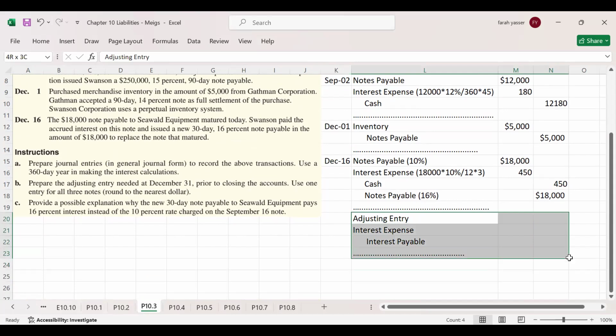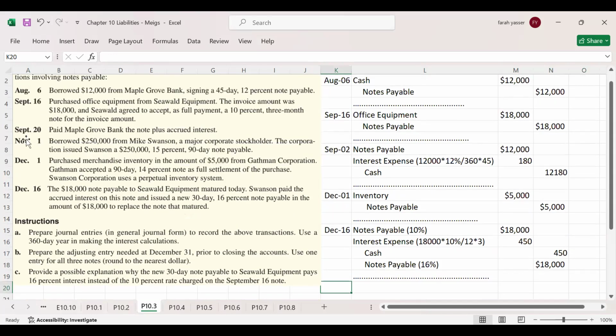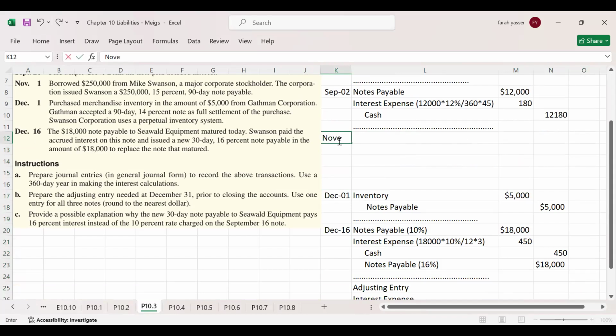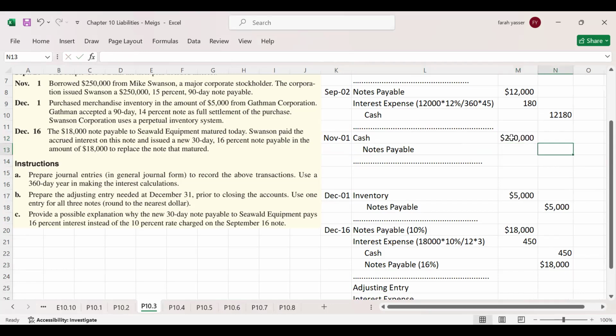In the end, we have missed one entry, which is on November 1st. So after September, we have the November 1st entry. We should have this entry. So we can write November 1st. Borrowed 250,000, so the company gets cash of 250,000. This is the rate of interest. So cash will be debited, whereas notes payable will be credited. The amount is 250,000 and 250,000.